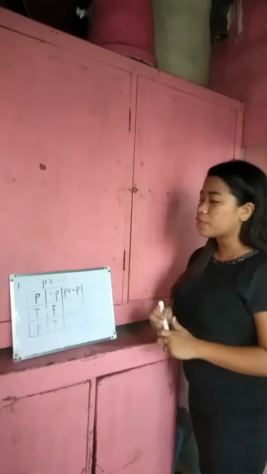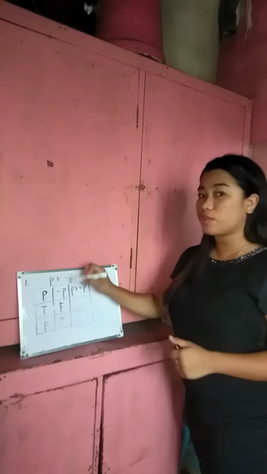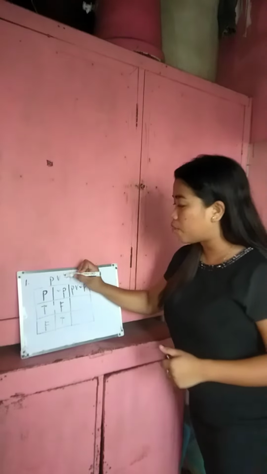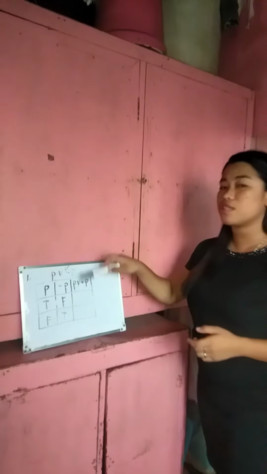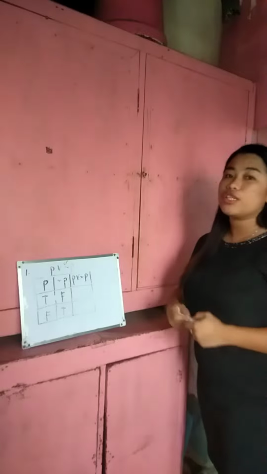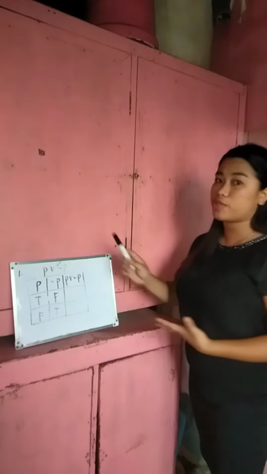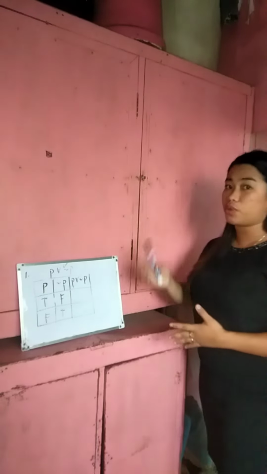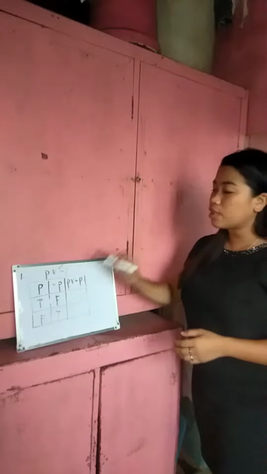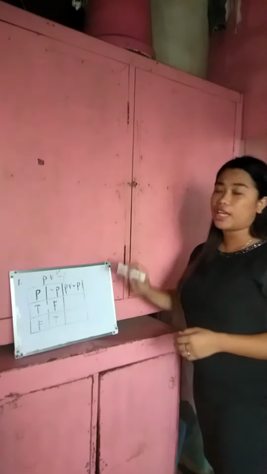So now let's determine P or negation P. This symbol we talked about already, this is or. So when we say or, if we have this symbol, at least one proposition is true. So at least one is true, so the entire statement will always be true. So we will find P or negation P.